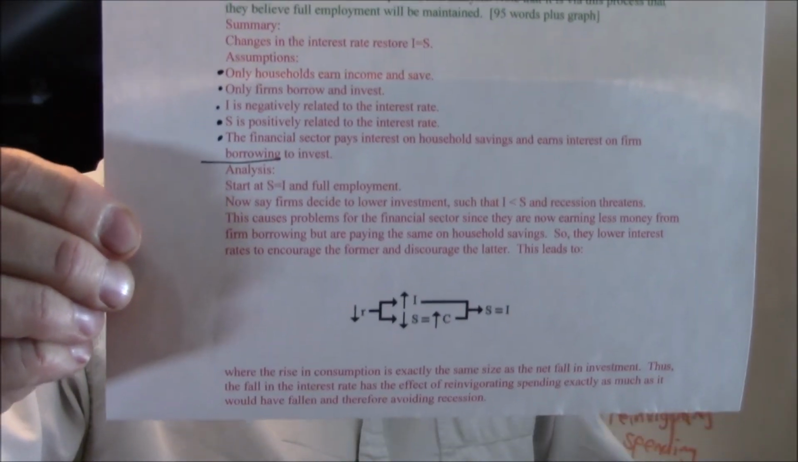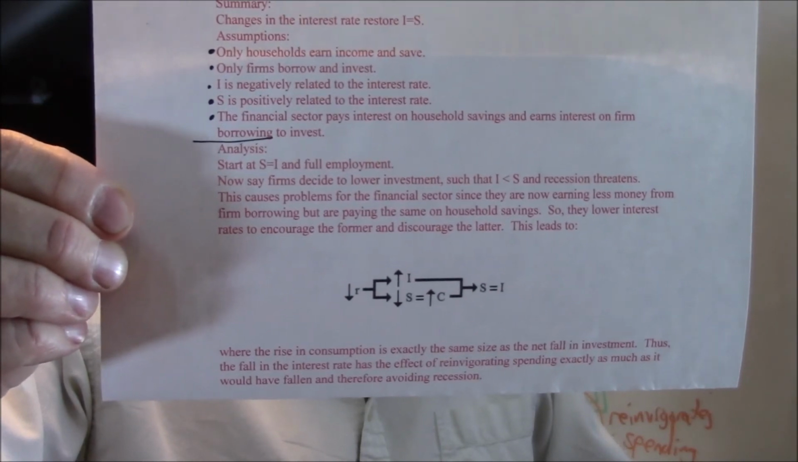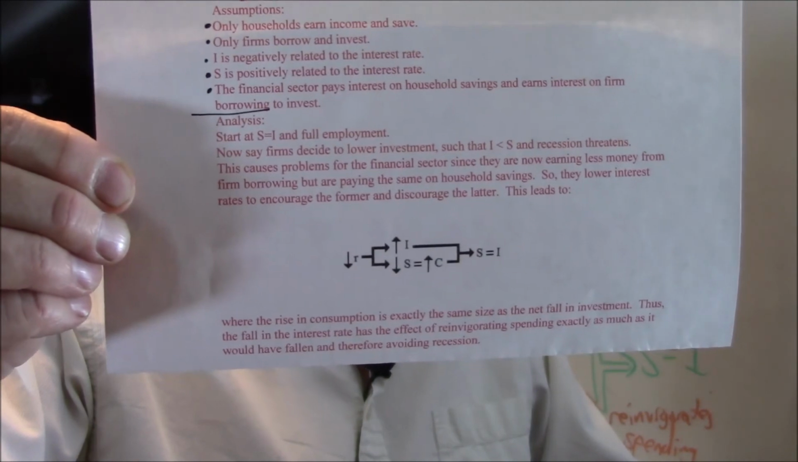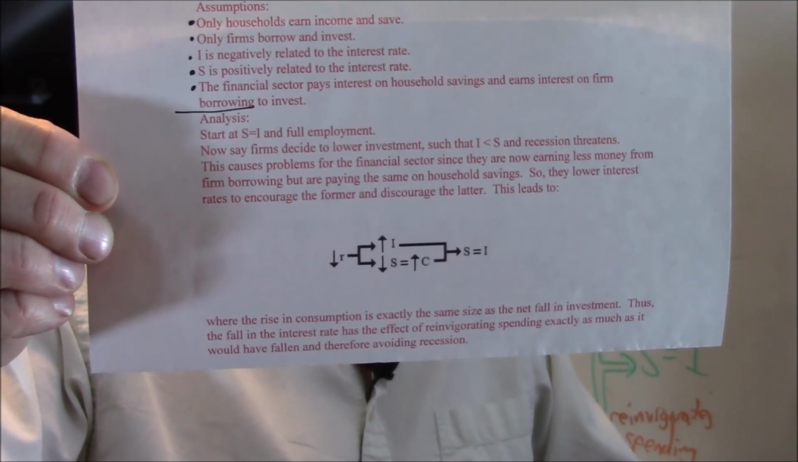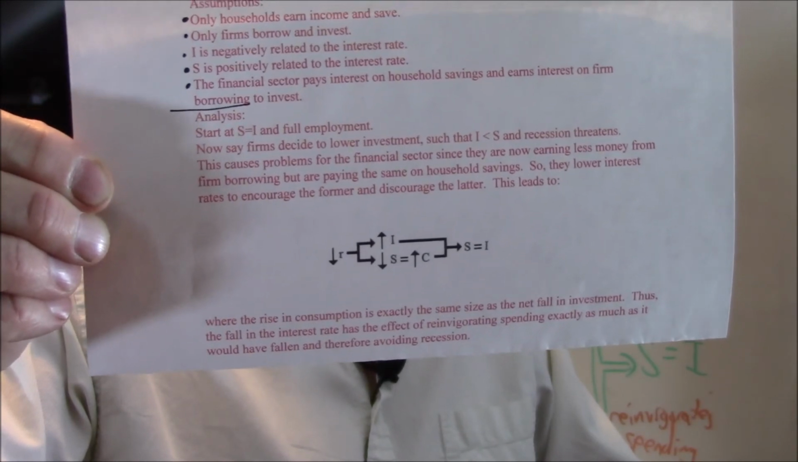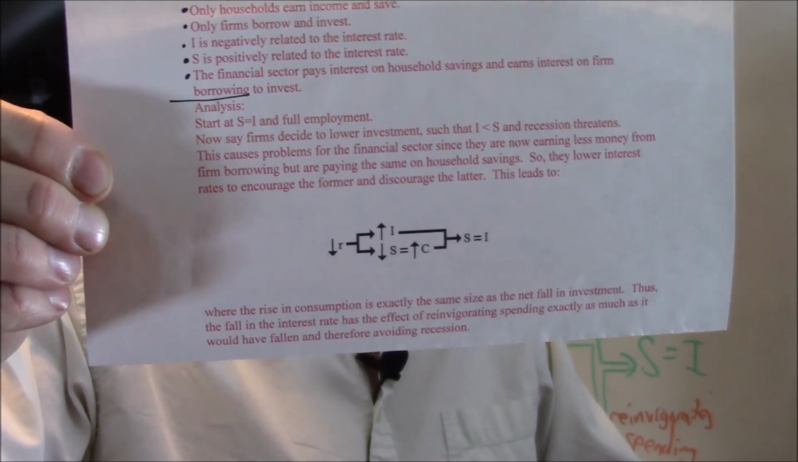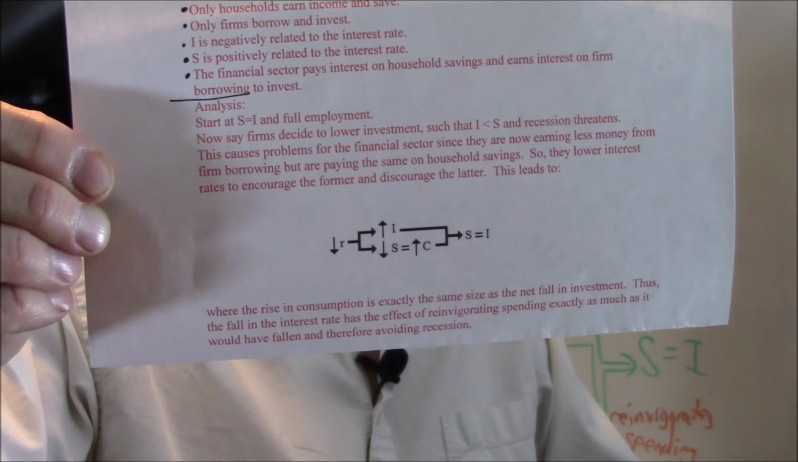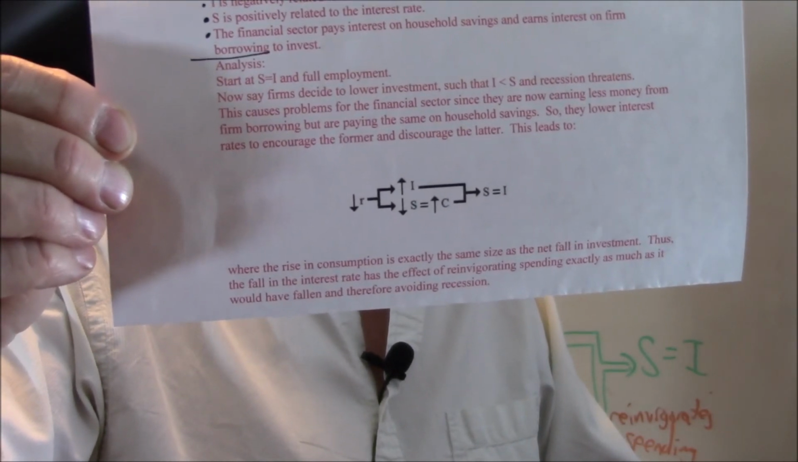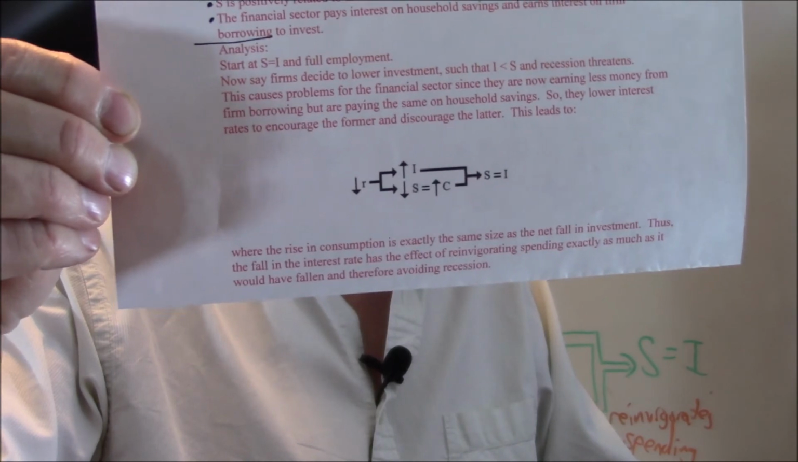And then the analysis starts at S equals I, full employment. Now say firms decide to lower investment such that I is less than S and recession threatens. This causes a problem for the financial sector, since they're now earning less from firm borrowing but paying the same on household savings. They lower interest rates to encourage the former and discourage the latter. This leads to a situation where the rise in consumption is exactly the same size as the net fall in investment.